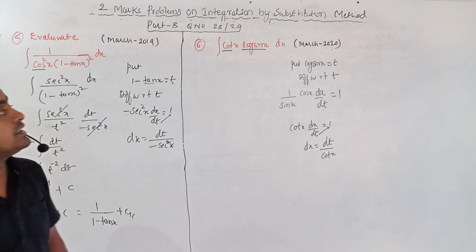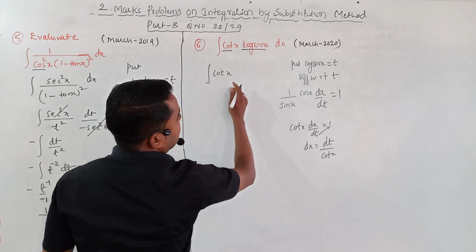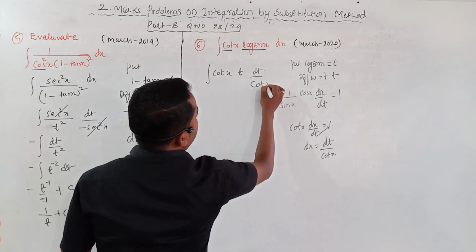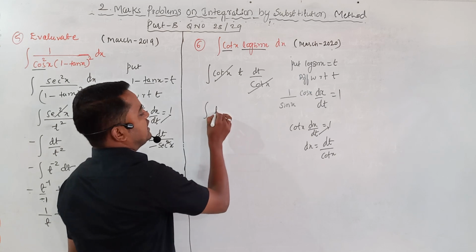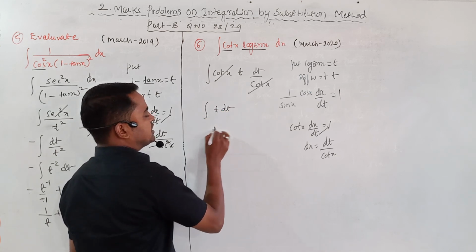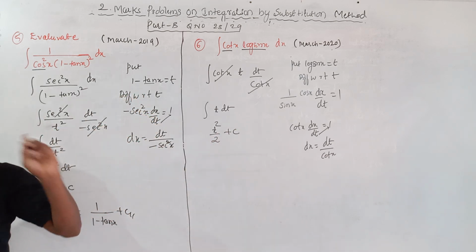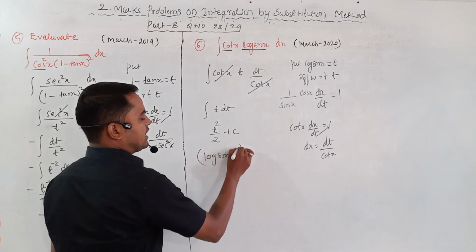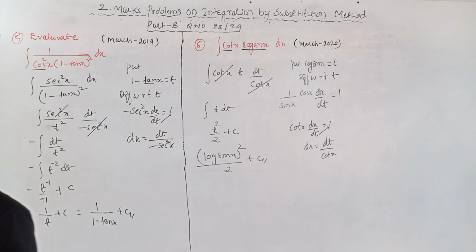Now integration of cot x as it is. Derivative of log sin x is t. dx means dt by cot x. Cot x cancels. Now integration of t dt, that is t square divided by 2 plus c. What is the value of t? Log sin x. So the answer is (log sin x) whole square divided by 2 plus c.